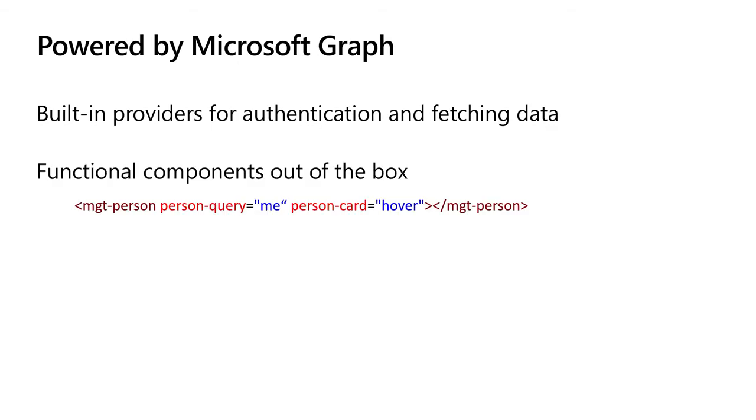So for example, if you look at a person component, I can tell it, hey, display a me, and then it will go to the graph, find the me, find my picture of the current logged in user, and display that person. Or I can say, hey, find an Alex in there, and it'll go find and search for an Alex and do that for me. I don't have to write a single line of JavaScript to do that.